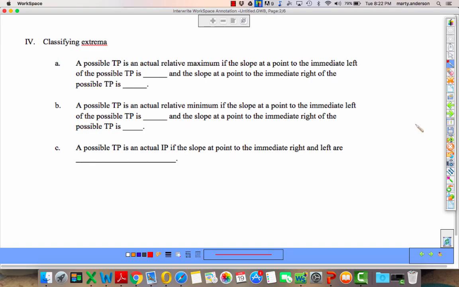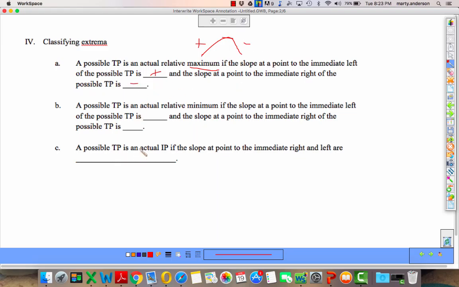A possible turning point is a relative max, a maximum, if the slope at a point to the immediate left of the possible turning point is blank and the slope at the point to the immediate right is blank. Think about a maximum. We're going up, we're coming down. Here's positive slope, here's my slope of 0, here's negative. So we're looking for positive slope, and then to the right is negative.